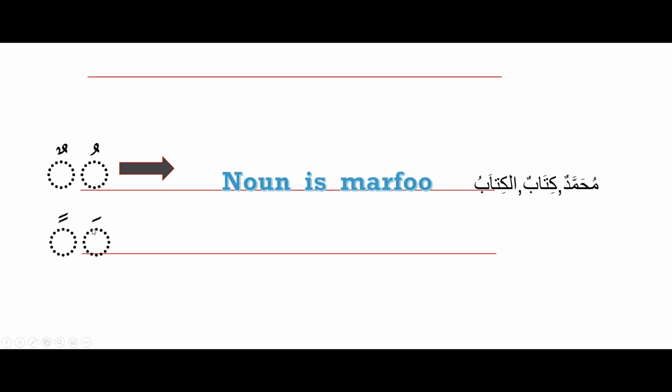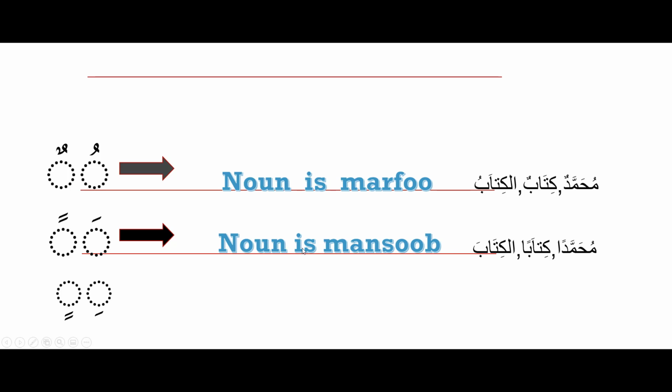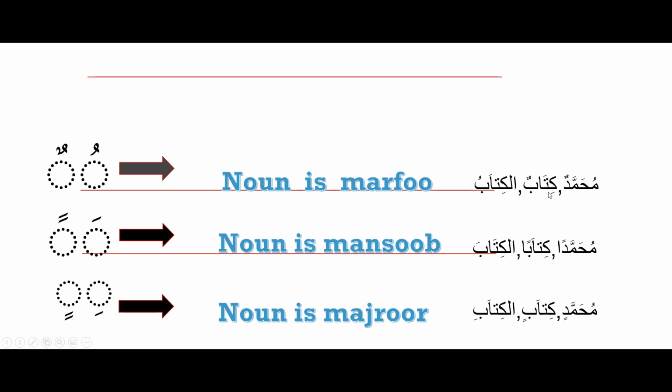The second type of ending is fatha or fathatain, for example Muhammadan, Kitaban, and Al Kitaba. These kinds of isms are called mansub. When we have fatha, the ism is called mansub. And the third one is kasra, for example, Muhammadin, Kitabin, and Al Kitabi. These nouns are called majrur. Marfu, mansub, and majrur. So the Arabic isms can take any of these three signs, and by observing these signs, we can know the role played by an ism in a sentence.